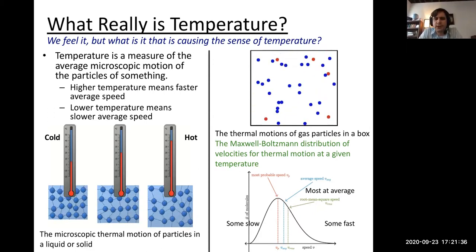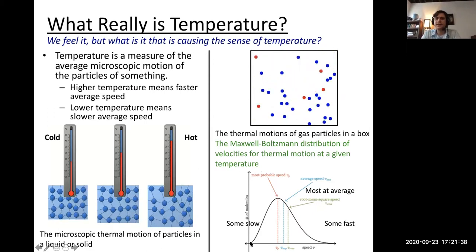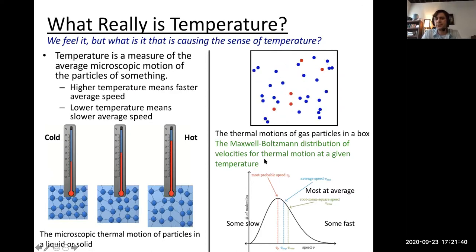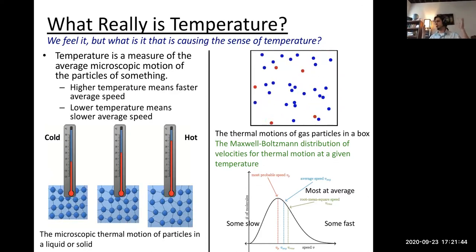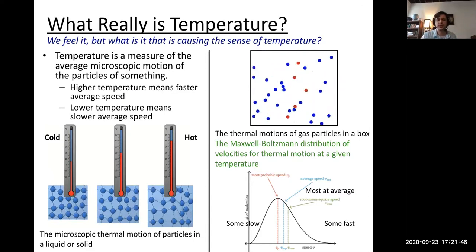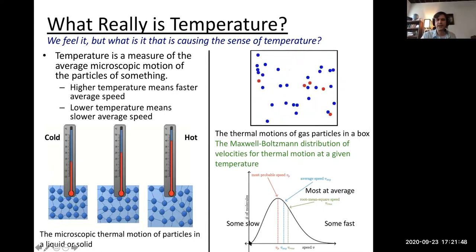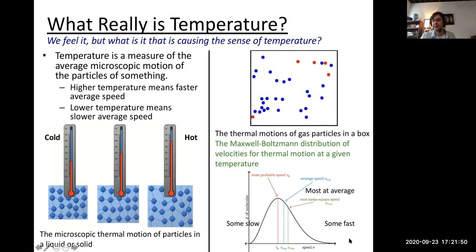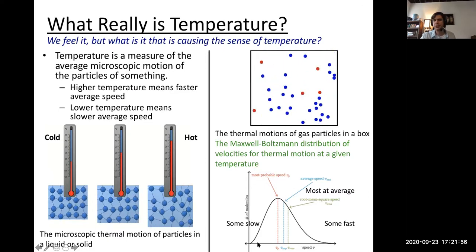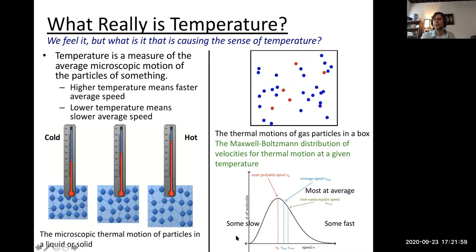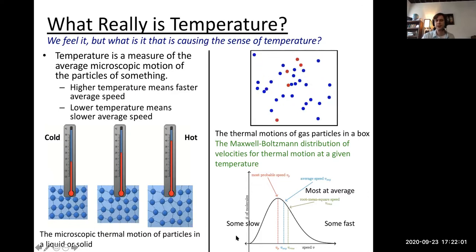This is just for the curious. That's why I've marked it in green. This is what's called the Maxwell-Boltzmann distribution of velocities for, say, gas particles in the air in this room. And what it's showing you is the probability of a gas particle traveling at a given speed. So it's showing you just what the speed distribution of particles is.